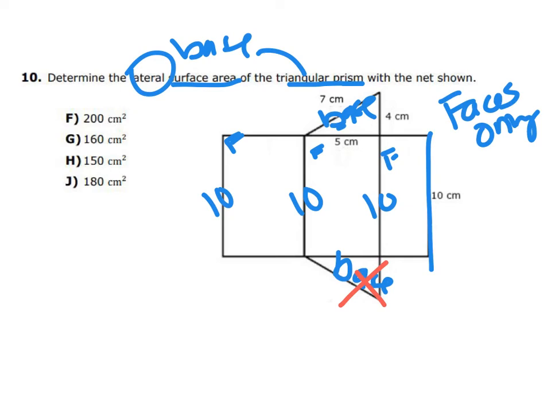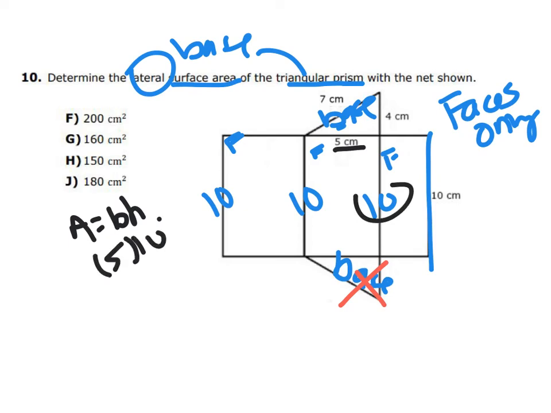All right, now what can I find right now? Well, I know that the area of a rectangle is base times height. I also know that I have a base and height right here in the middle because I have this 5. Let me erase that so you can see it. I have this 5 and I have this 10. So I say 5 times 10. That gives me a total area of 50 for the middle.